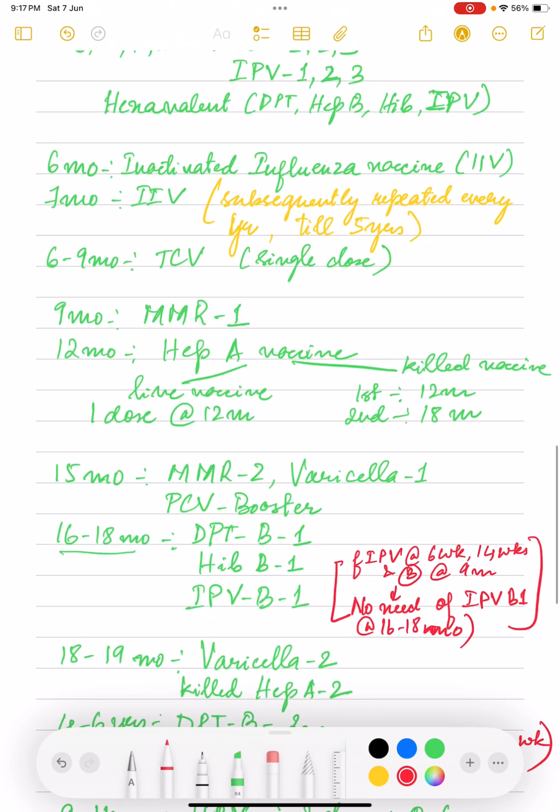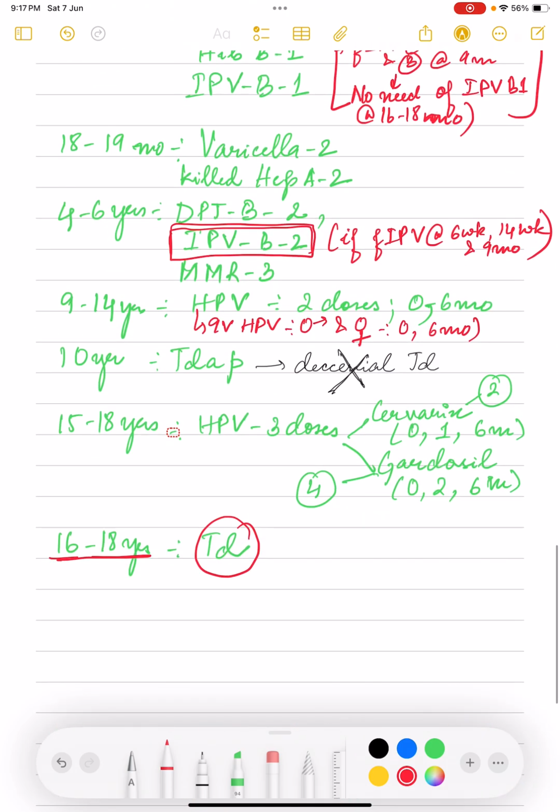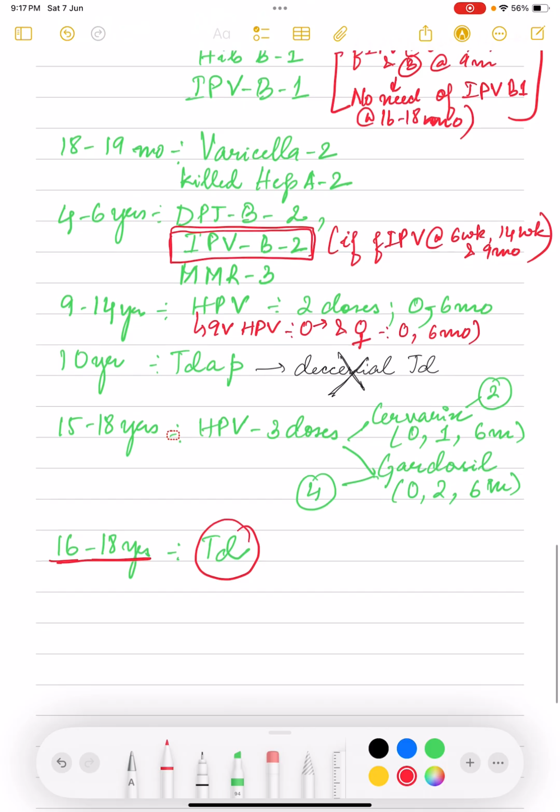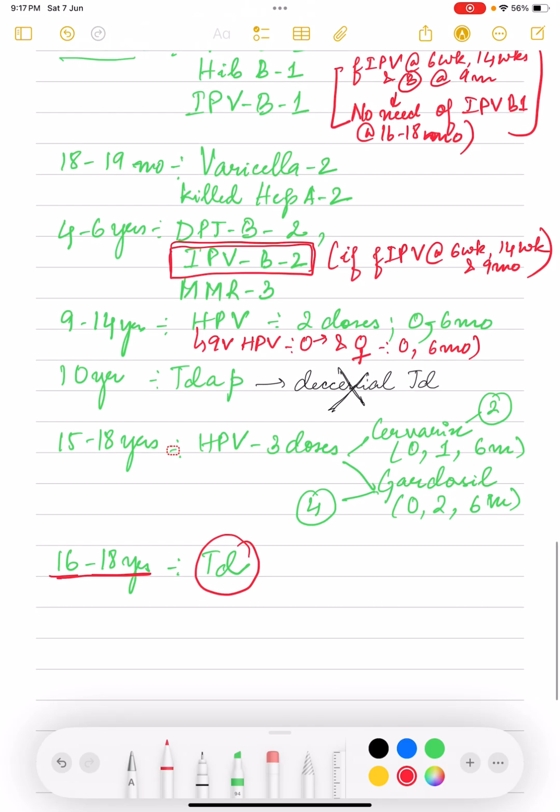And this is it for the IAP schedule as well. I hope I was able to distinguish between both the schedules well and able to give you a concise point of view of both the schedules. In further videos of the vaccine series, I'll try to put forward a few points about individual vaccines.